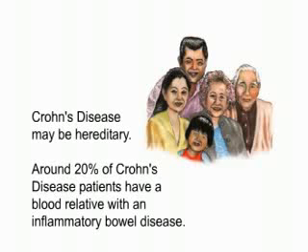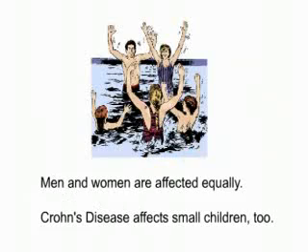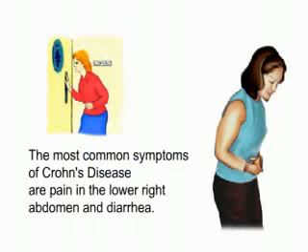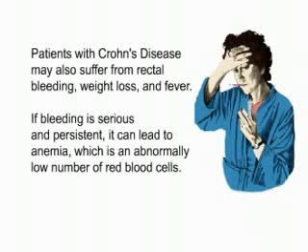Crohn's disease may be hereditary. Around 20% of Crohn's disease patients have a blood relative with an inflammatory bowel disease. Men and women are affected equally. Crohn's disease affects small children too. The most common symptoms of Crohn's disease are pain in the lower right abdomen and diarrhea. Patients with Crohn's disease may also suffer from rectal bleeding, weight loss, and fever. If bleeding is serious and persistent, it can lead to anemia, which is an abnormally low number of red blood cells.